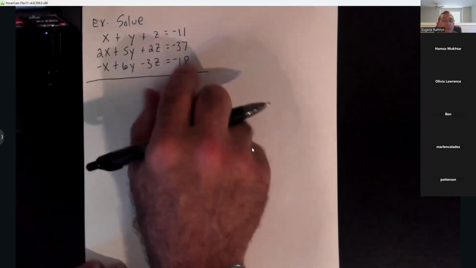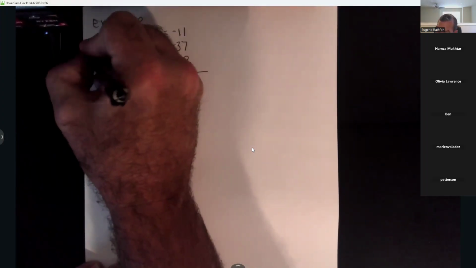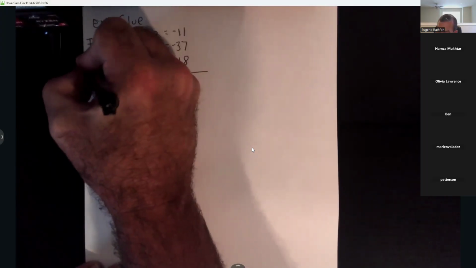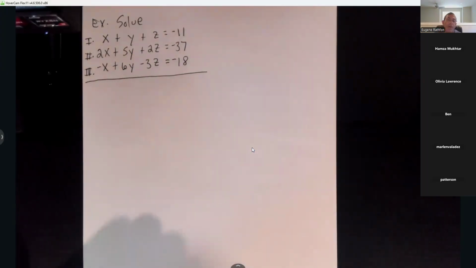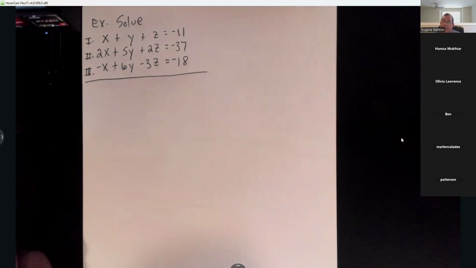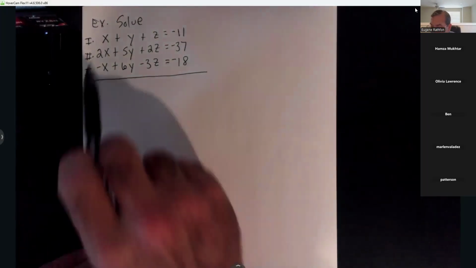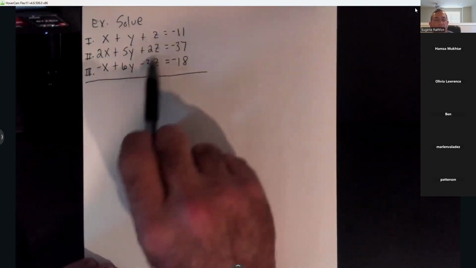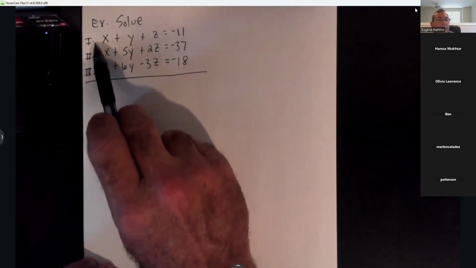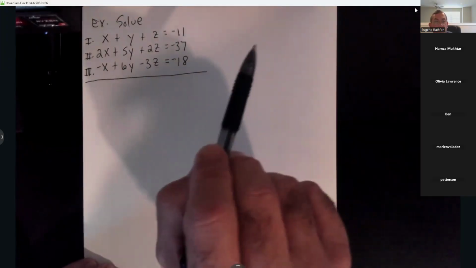Now, to make these easier to follow as I'm going through, I'm going to label these equations. I got equation 1, equation 2, equation 3. That way y'all can sort of follow what I'm doing as I'm going through this one, okay? So y'all, to me, right off the bat, I'm going to eliminate the x's. They look the easiest, but it don't matter what variable you pick. But I'm going to pick the x's because if I add row 1 and 3, x and negative x will cancel each other out, and I'll be done with that.